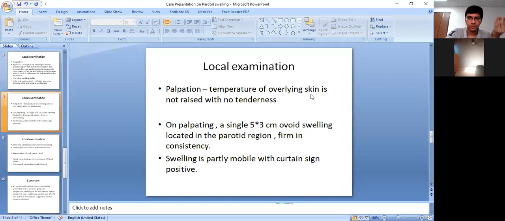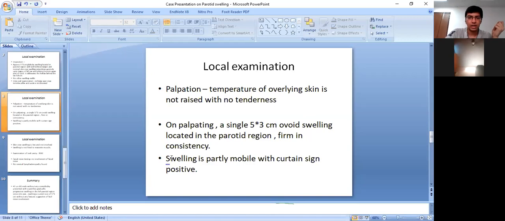Palpation: as you start, temperature, tenderness. Obviously no tenderness, no temperature, so obviously no infection. Again, in the parotid region, an important thing is form, and the second important thing is hard. Form points toward a benign swelling. Hard is a malignant swelling. Non-tender, again a swelling that is not infected, so no parotitis seen.